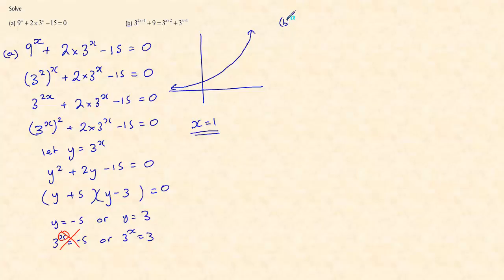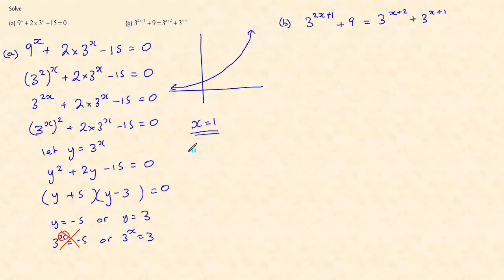So, in part B, we have 3 to the 2x plus 1, add 9, is equal to 3 to the x plus 2, plus 3 to the x plus 1.